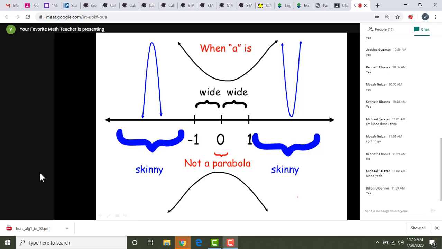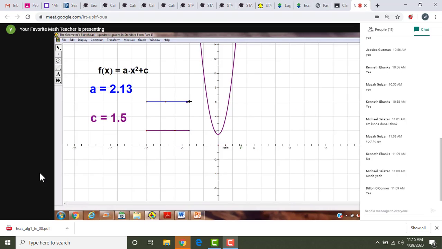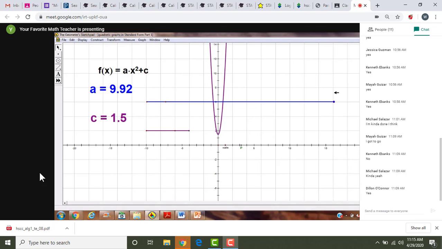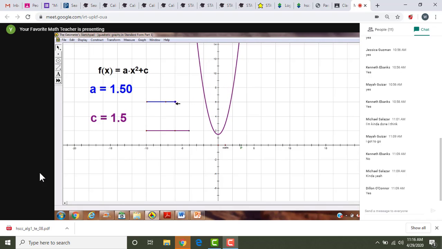And this is when we're talking about a. As a increases, do you see how it's getting skinnier and skinnier? As I make a closer to 0, it's going to keep getting wider and wider. It keeps going. Now it's going to get really wide. And then once it gets to a negative, see how wide it's getting?